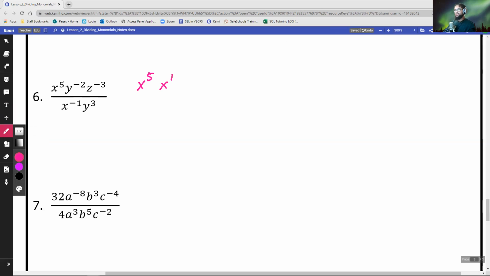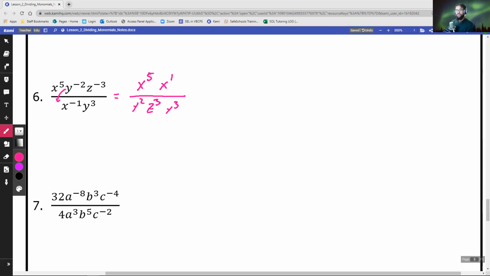Then that z cubed needs to go down. So I have y squared, and then this z cubed needs to come down as well. And then the y cubed can stay down here. All right, so this is my first step, is to rewrite it with all positive exponents.